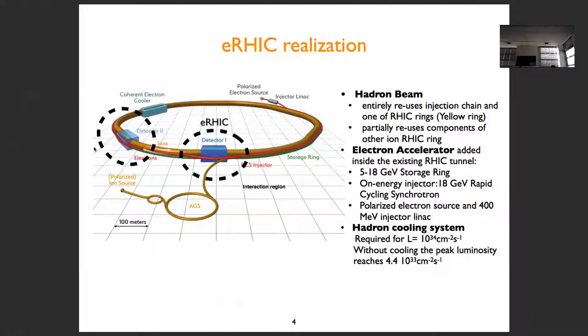I don't have to go into the details of the electron rings. This is for the electron side, and then to deliver good luminosity for the physics we are aiming for, we really need cooling for the beam. Cooling is when you have a beam circulating, it tends to randomize, so you basically lose luminosity. The beam emittance grows, so you have to keep it focused.